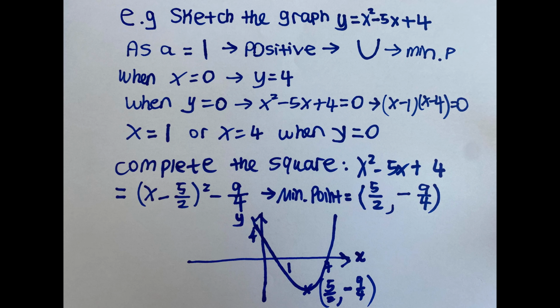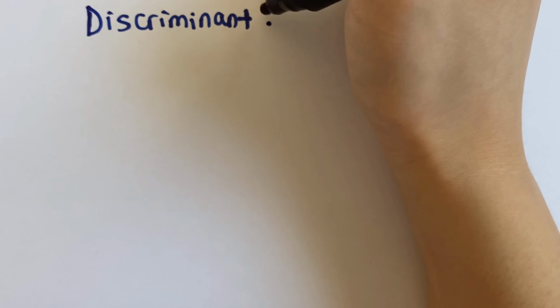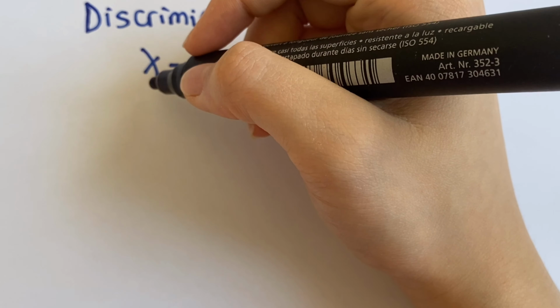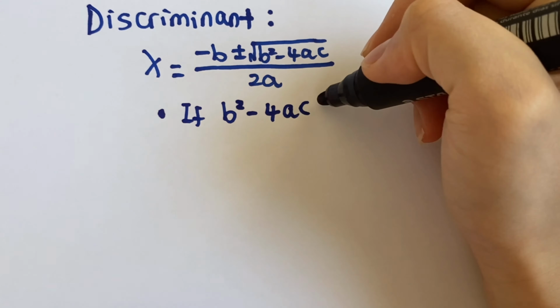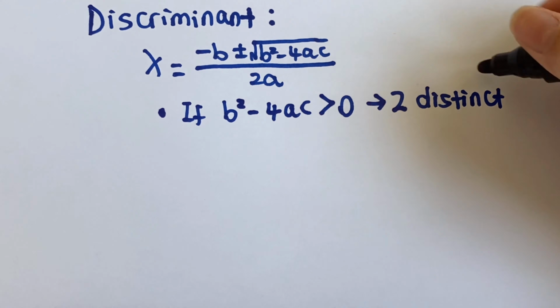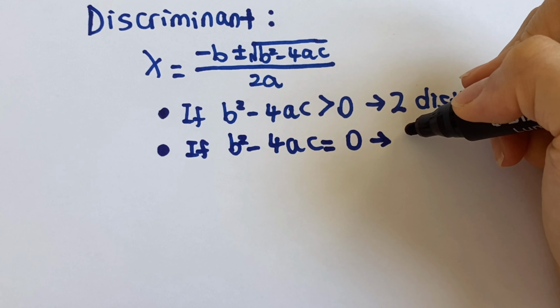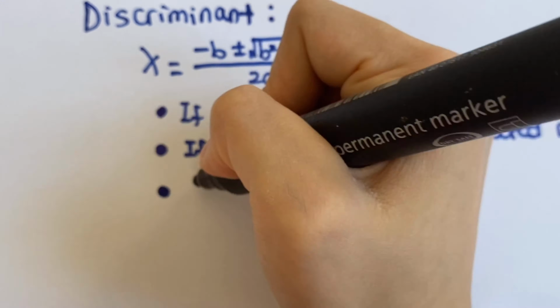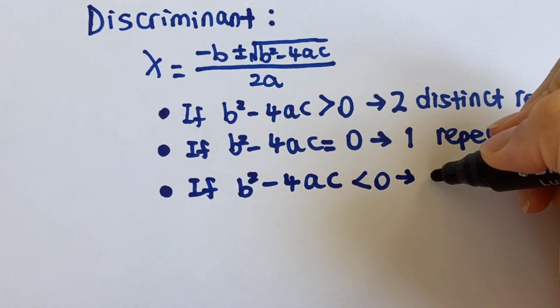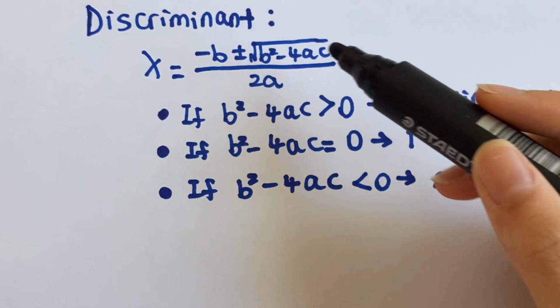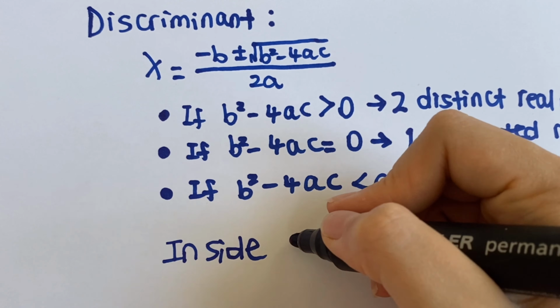a smooth curve. And the very last thing that we're going to look at is the discriminant, which actually comes from the quadratic formula, which is the thing under the square root. If b squared minus 4ac is bigger than 0, then it has two distinct real roots. If b squared minus 4ac is equal to 0, it has one repeated root, and if b squared minus 4ac is smaller than 0, it has no roots.